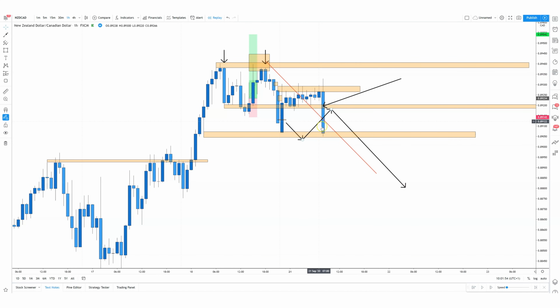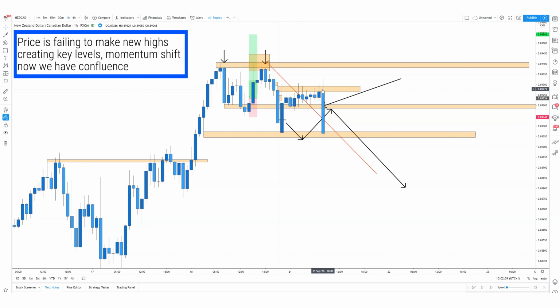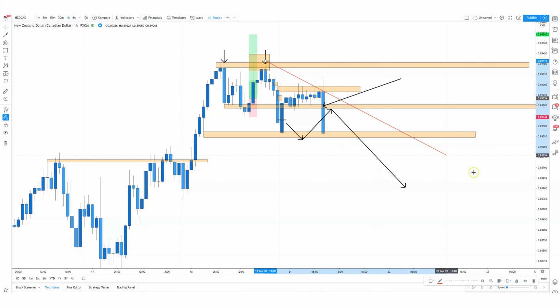If this candle is showing you signs, which is evidence of an uptrend, price failing to break above, we have price momentum shift. Granted, this is the break and we had a gap and a break back in. But look, how much evidence do you need? Price is failing to make new highs, creating key levels, momentum shift. Now we have confluence, right? I'll just draw it like this for now. Furthermore, let's just get rid of it. You have confluence now. So let me ask you the question again.